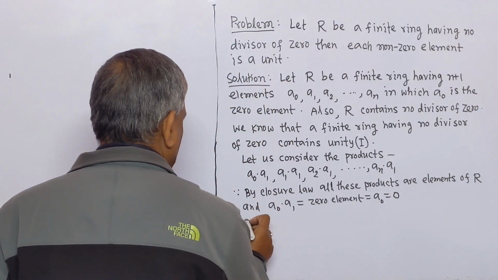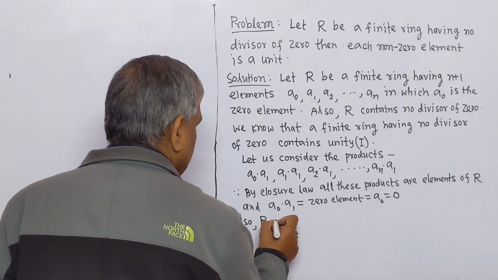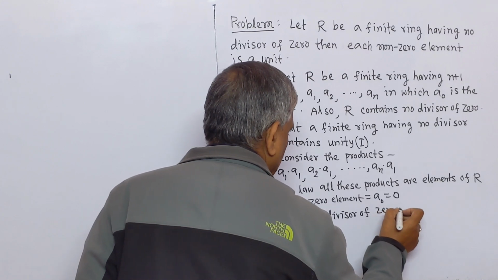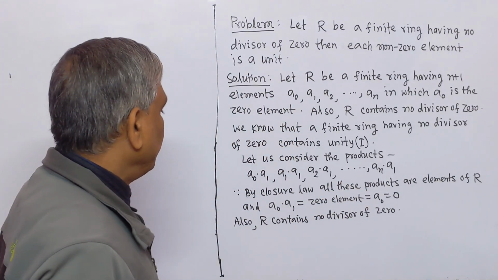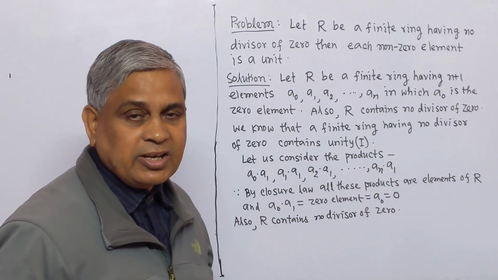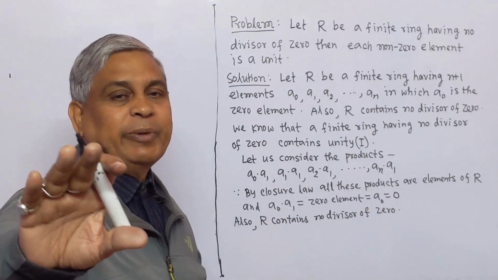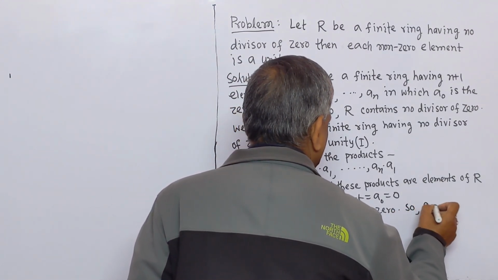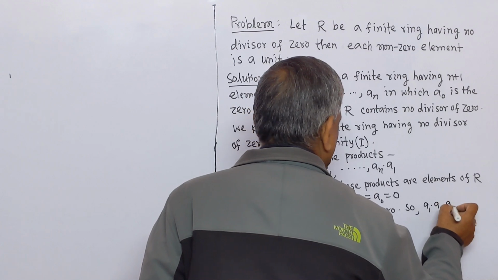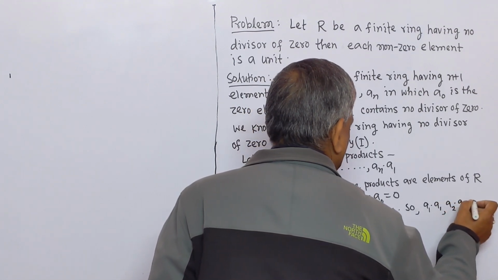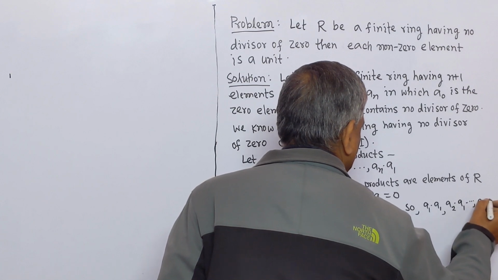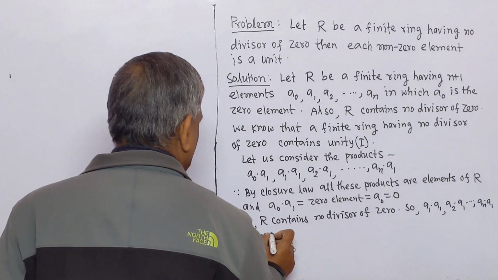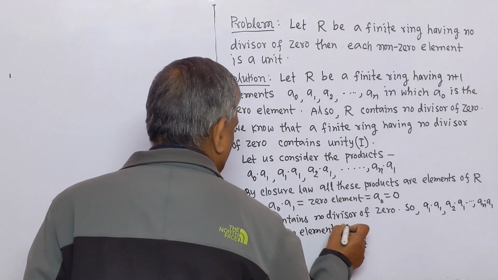Also, R contains no divisor of 0. Therefore, the product of two non-zero elements may not be the zero element. So a1 multiply a1, a2 multiply a1, ..., an multiply a1 are non-zero elements of R.